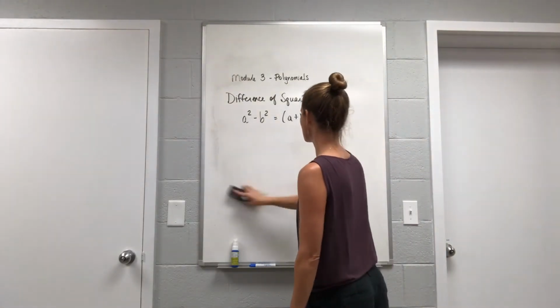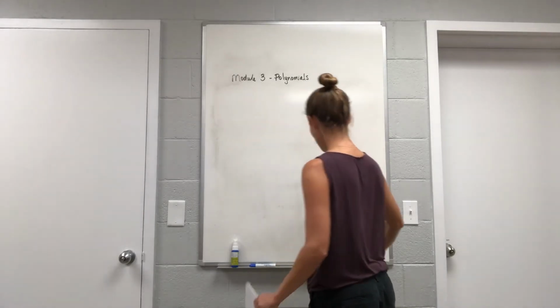Okay, so that's difference of squares. And then the last 2 that we're going to look at are sum and difference of cubes.